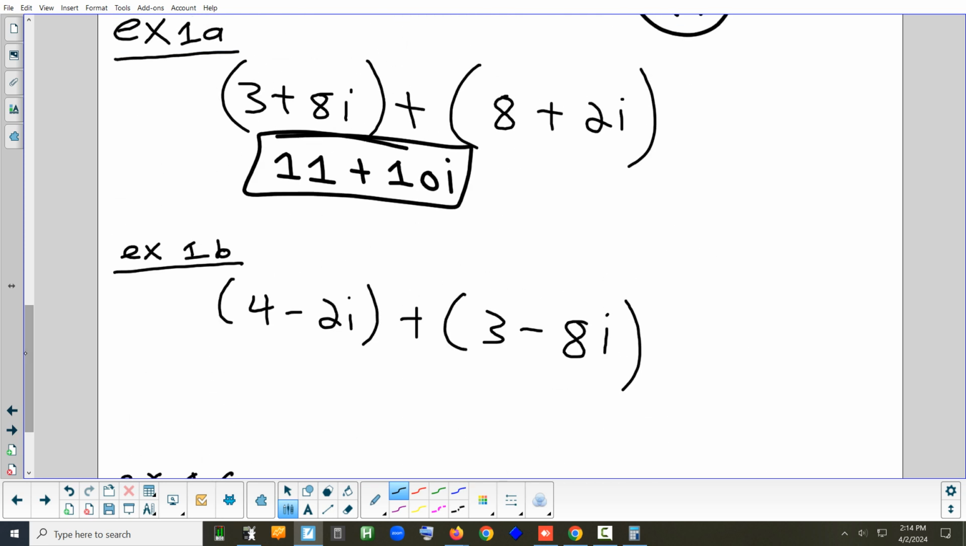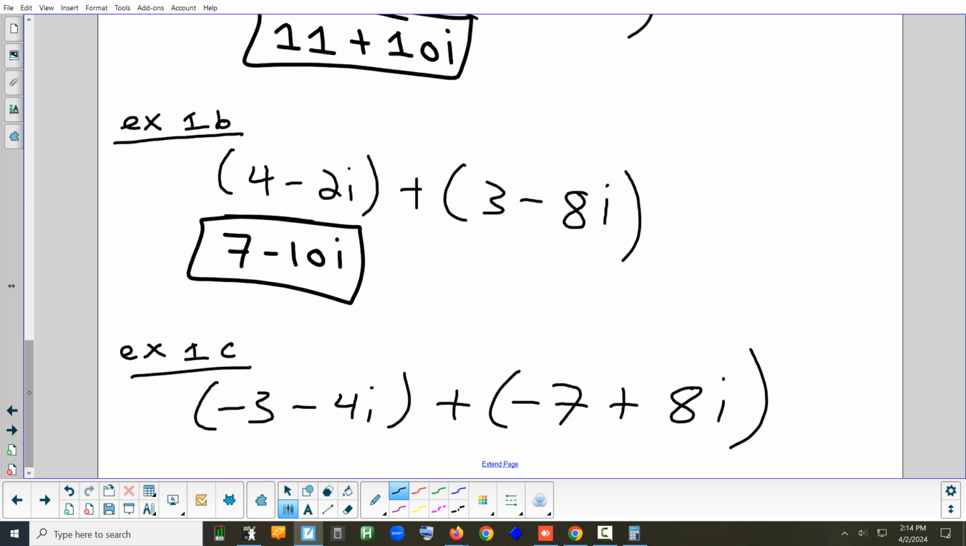All right, let's try this one. So 4 minus 2i plus 3 minus 8i. The real part would be 7. And then negative 2i plus negative 8i. Negative 10i. That's what you get when you add those up.